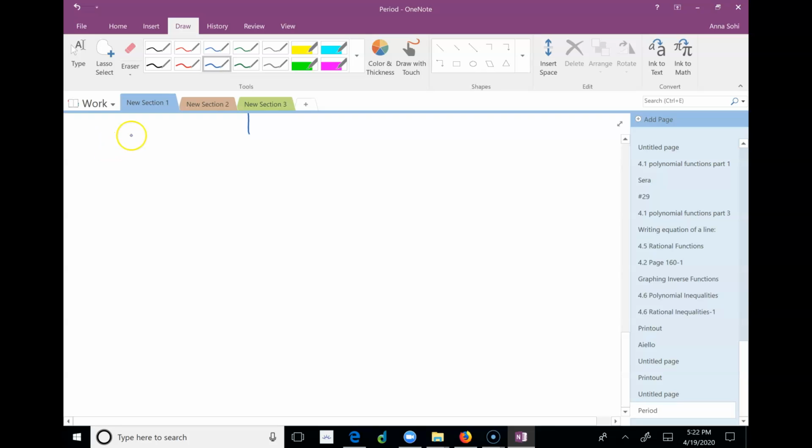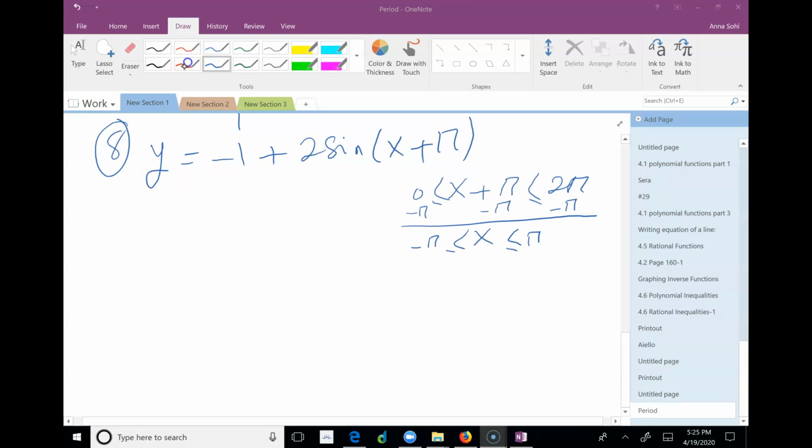Number 8. Pause the video at any point that you think you need extra time. Y is equal to -1 plus 2 sine x plus pi. As what we did in the past, you're going to put inside parentheses between 0 to 2 pi. That's the period of sine.